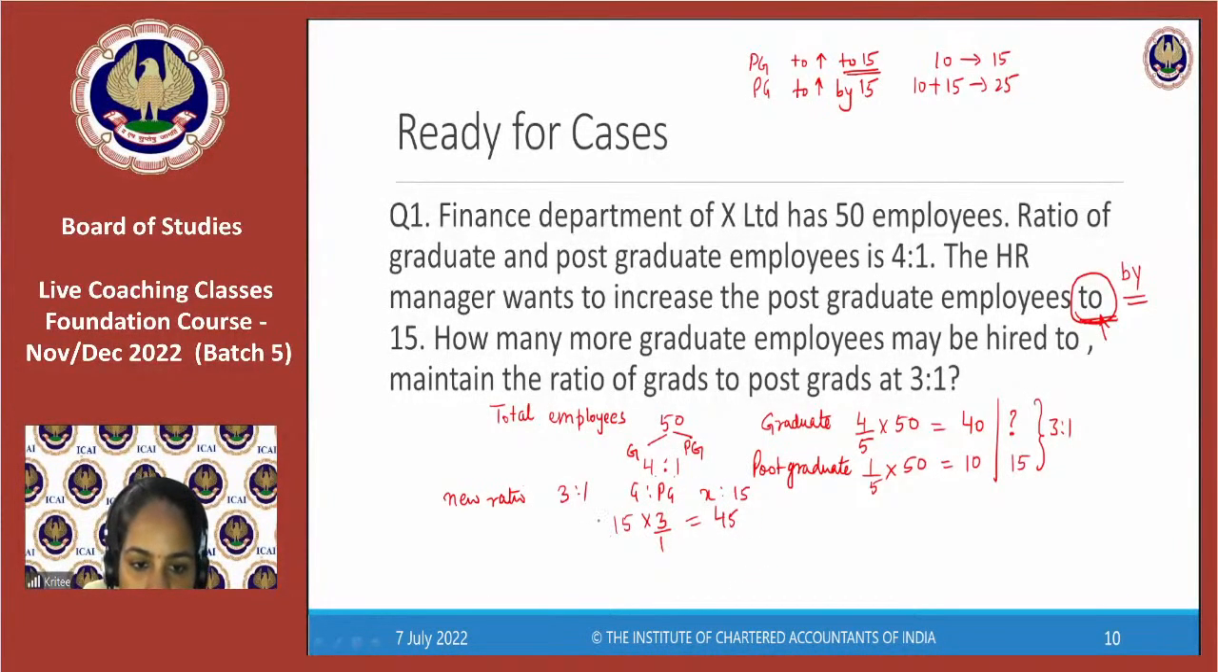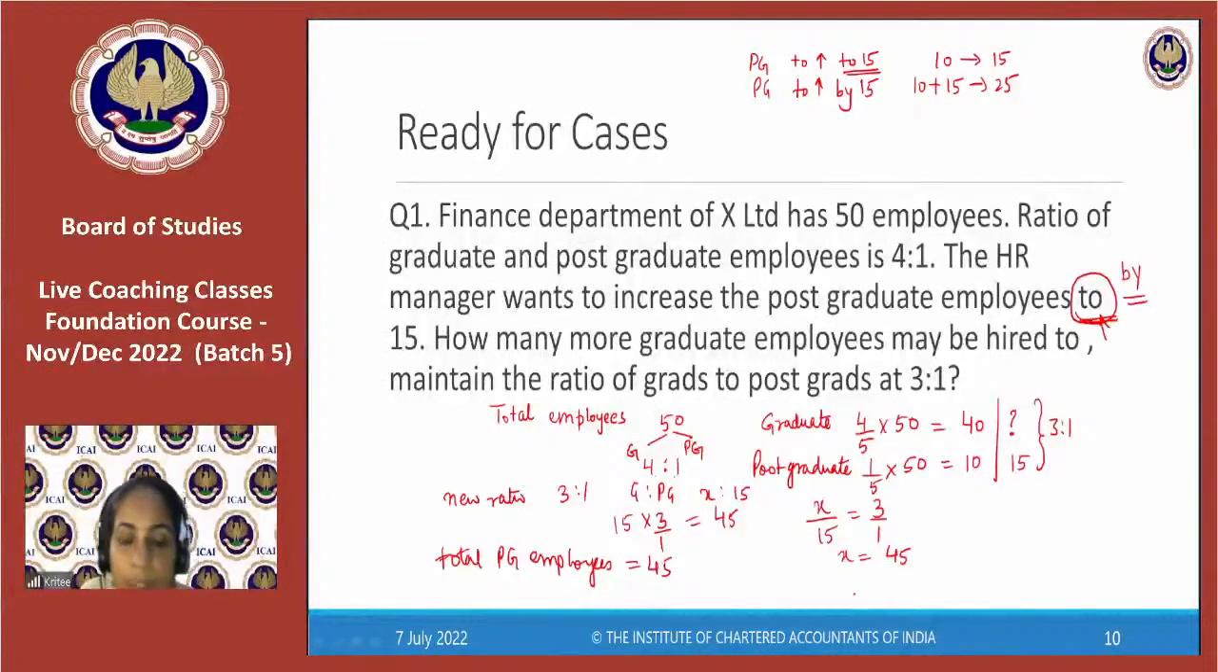If you don't understand this, forget it. Simply, what should be X upon 15 so that it becomes 3/1? Cross multiply, your X comes to 45. That is, your total postgraduate employees must be 45 in numbers. But the question is, don't get confused. The question is how many more, total graduate, how many more graduate employees?